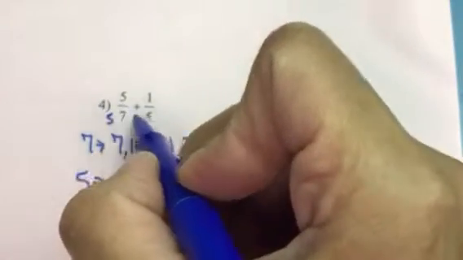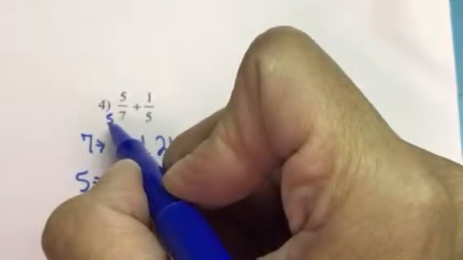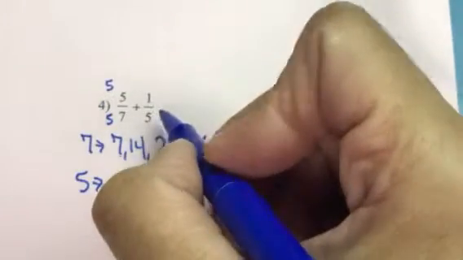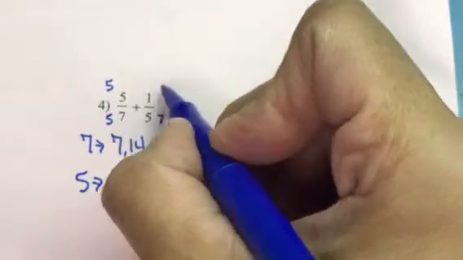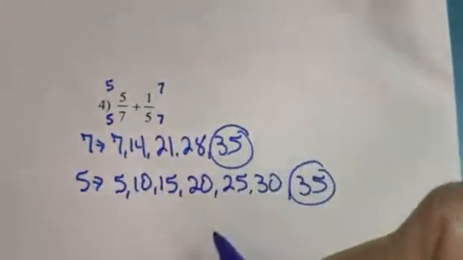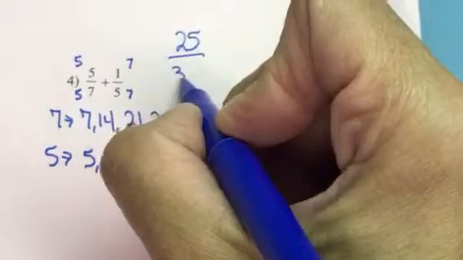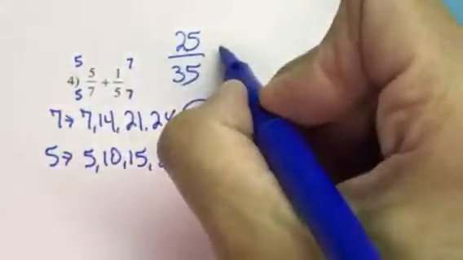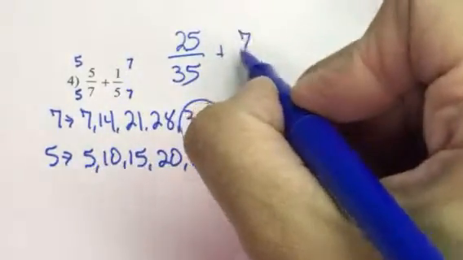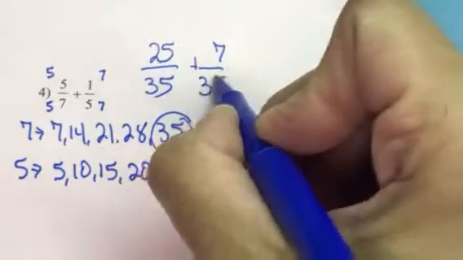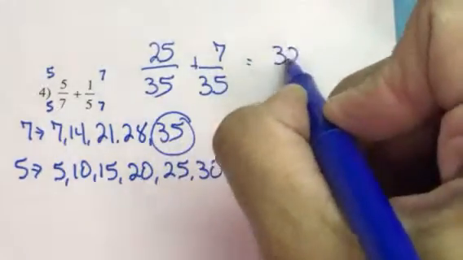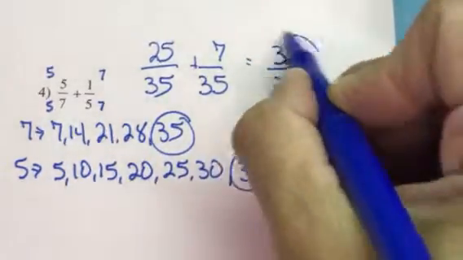So to make this a 35, I'll multiply the bottom by 5, which means I'll multiply the top by 5. And to make this 35, I'll multiply the bottom by 7, which means I'll multiply the top by 7. So the fractions become 25 over 35, that's the first fraction, and the other fraction becomes 7 over 35. And then when I add them up, I'll have 32 over 35.